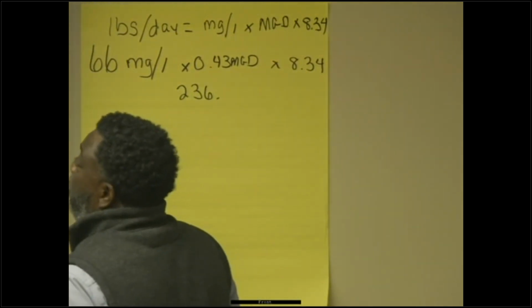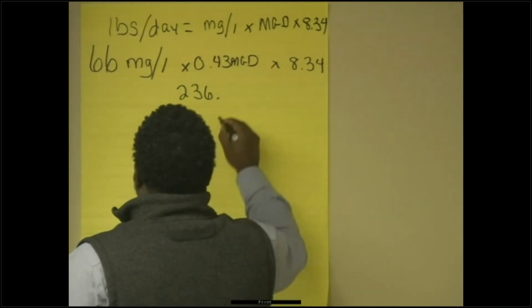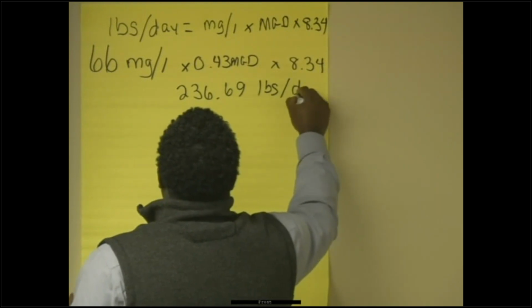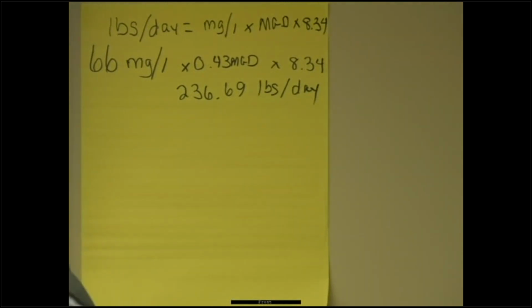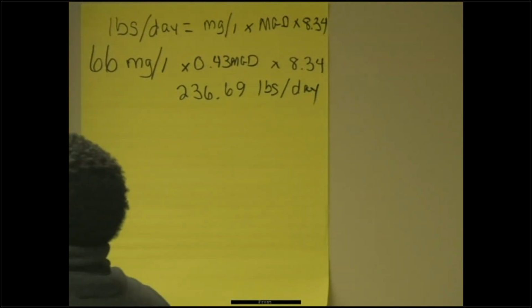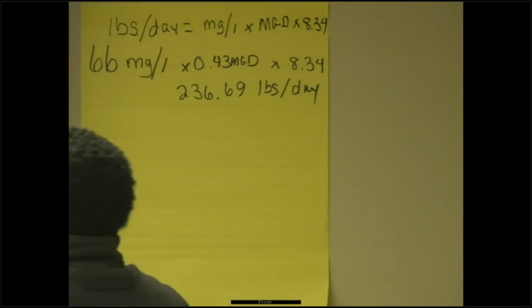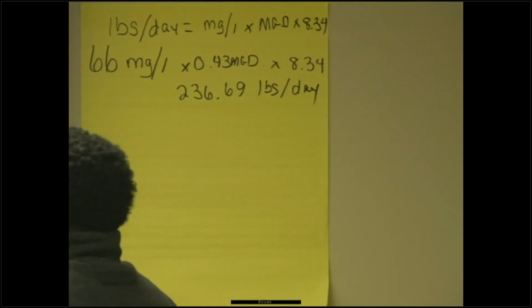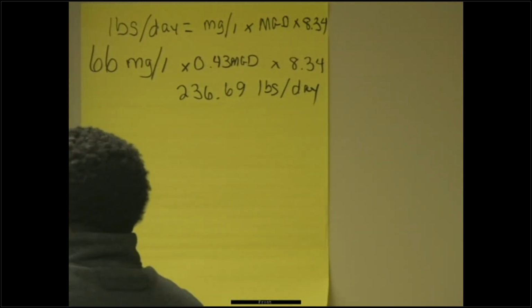236.6892. So you may not want to write all of that. So we would call that 236.69 pounds per day. 236 pounds per day. Now, I don't know that we've got time to calculate each and every single loading. In fact, I'm sure that we do not. But you've calculated that loading. That's not necessarily the loading that will go in the DMR.